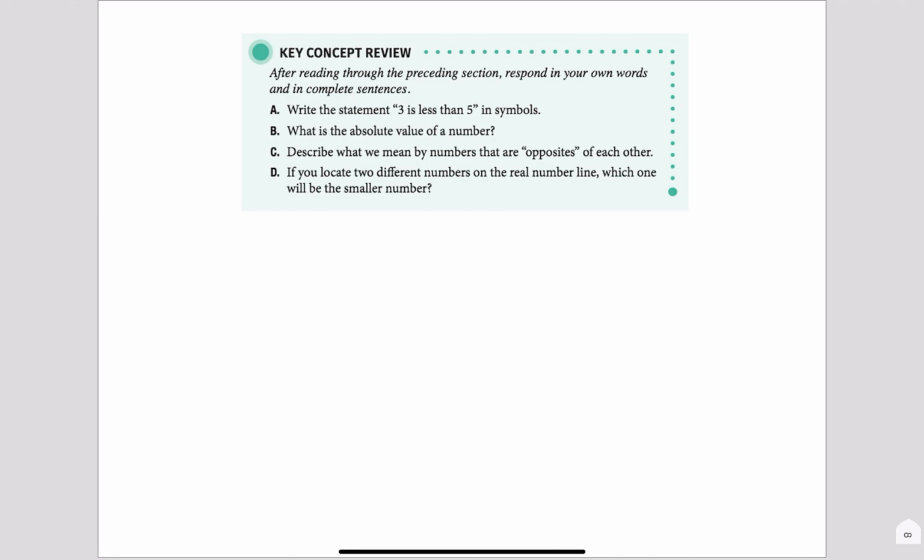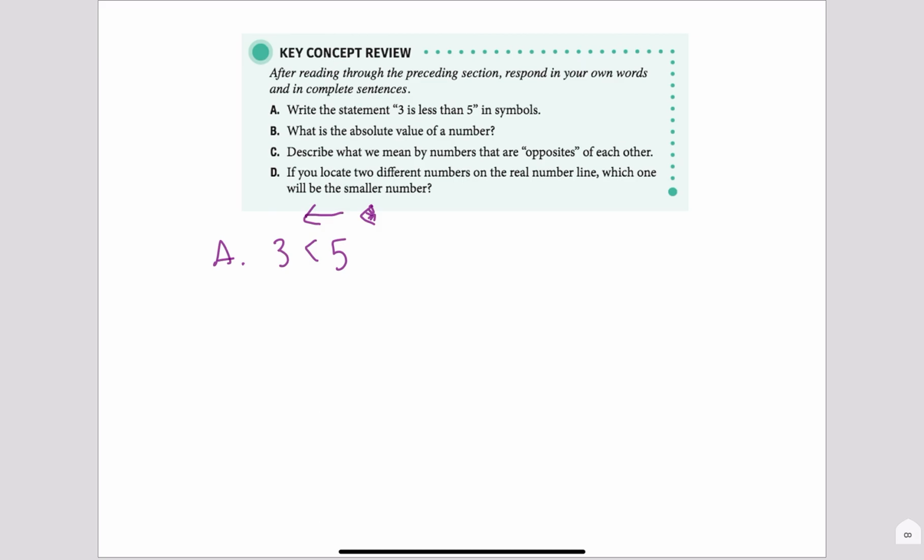So let's review some of the concepts here in 2.1. Part A: write the statement 3 is less than 5 in symbols. So 3 is less than 5. And you can think of it a couple of different ways. The less than symbol is an arrow that points to the left, or you can think of it as an alligator trying to eat the bigger number. Those are both good ways to think about it.